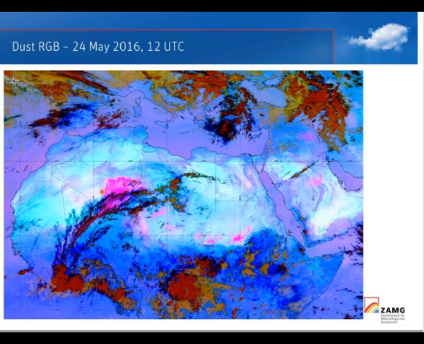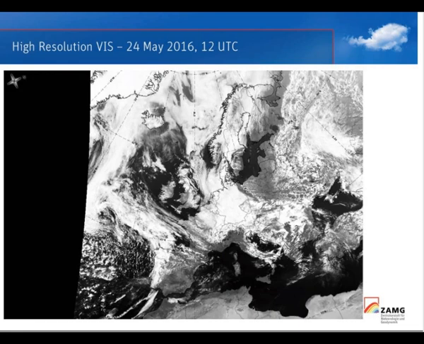So it's really a nice RGB for monitoring dust. You also see some dust fields over there, but that's just off topic because we want to concentrate on cloud monitoring. So at 12 UTC, we can now also use some solar channels, and what's better than the high resolution visible channel? You have very high resolution, a sampling distance of 1 kilometer. Normally, you have a sampling distance of about 3 kilometers, so it's much better.